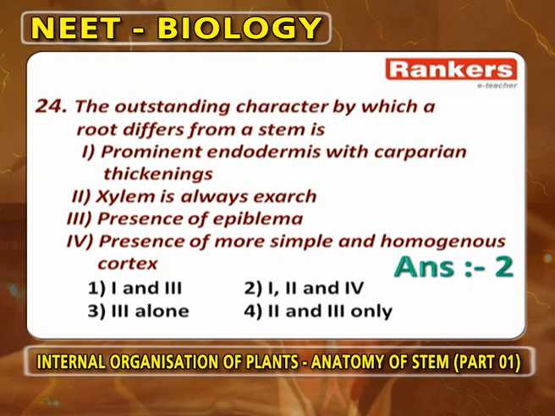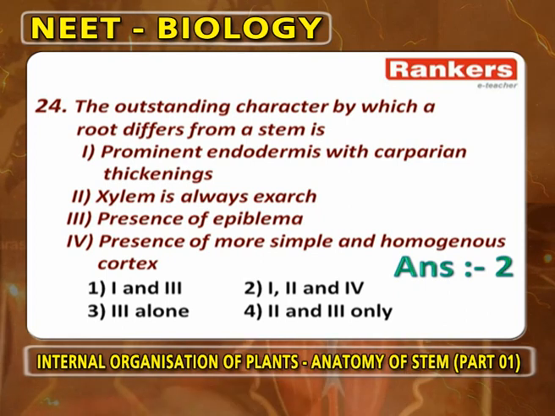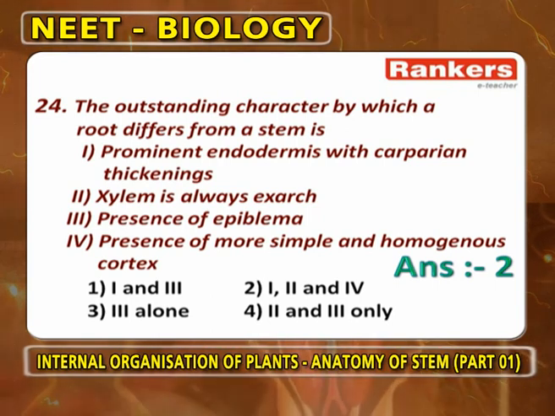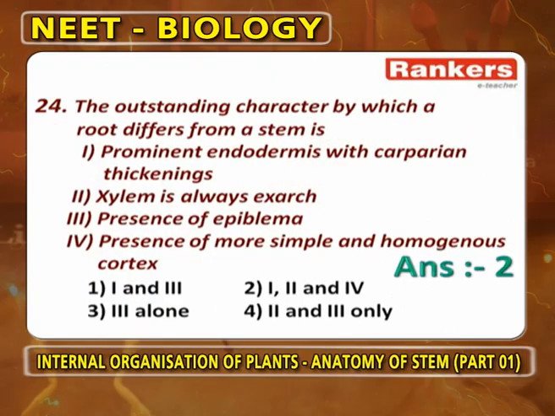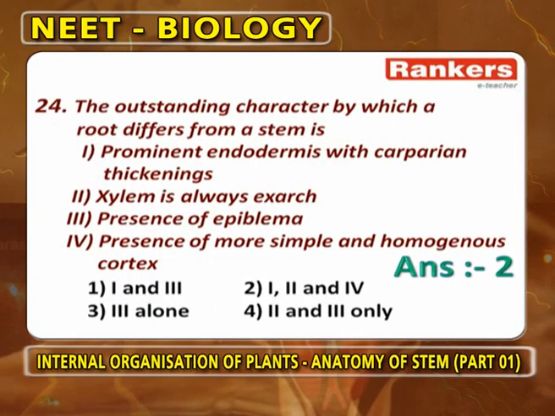The outstanding character by which a root differs from a stem is prominent endodermis with Casparian thickenings, xylem is always exarch, presence of more simple and homogeneous cortex. So 1, 2, 4 are correct.